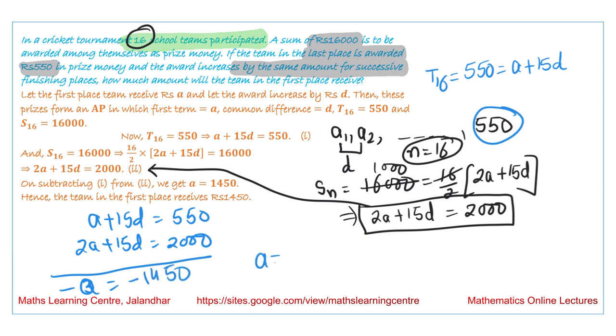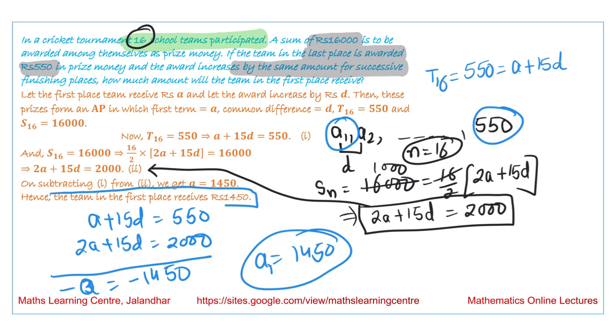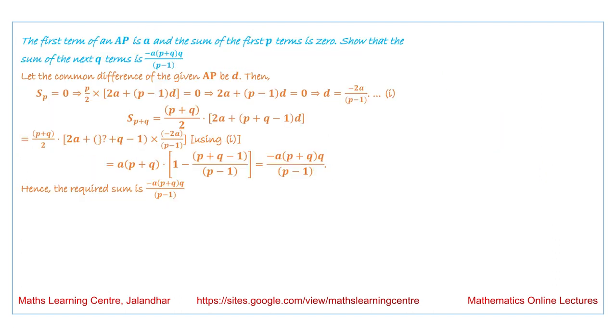So we are saying that the value of A1 we have is 1450. So the team in the first place will receive rupees 1450.